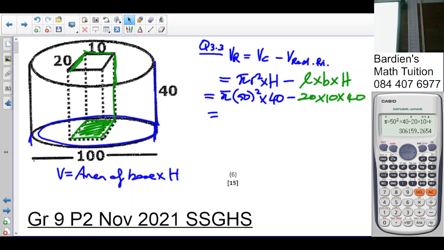gives you 306,159.27 centimeters cubed. Is that correct?